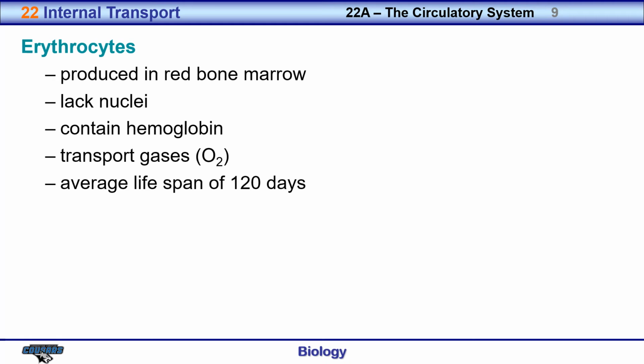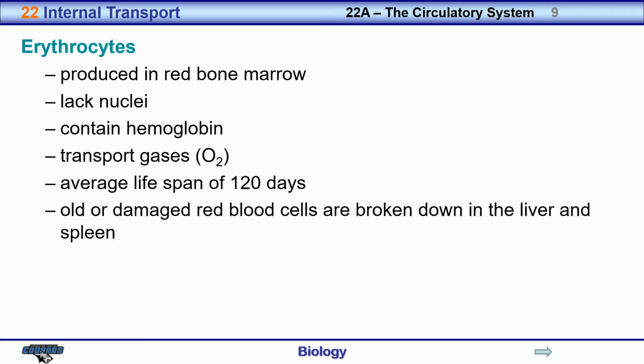Then specialized cells in the liver and spleen will take out these old and damaged red blood cells and break them down, kind of like into their original materials. Most of the remains of these destroyed erythrocytes are recycled, and they're going to be used to form new erythrocytes.